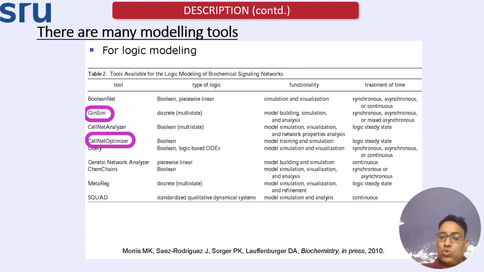And many of these tools have been worked out. See, CellNet Optimizer, BooleanNet, GeneSim, Squared, like that. And there are many more.